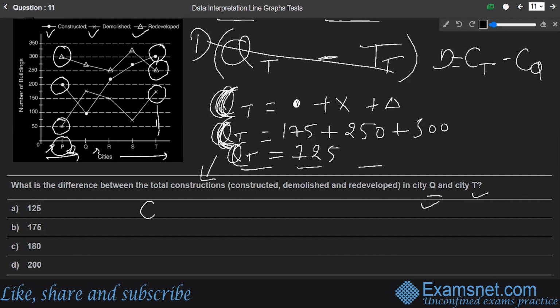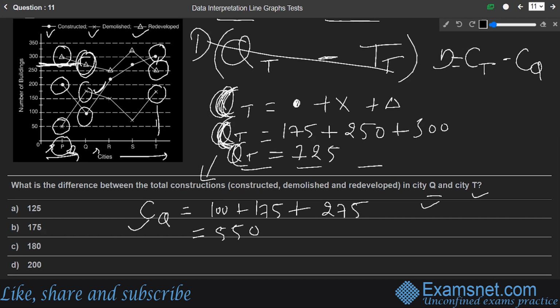Now let us find the total construction done in city Q. For city Q, we have to see the values and add them: filled circle, cross, and triangle. The filled circle is at 100. The cross is between 150 and 250, so we can take it as 175. The hollow triangle is between 200 and 250, so we can take it as 275. If we add them together, the value comes out to be 550.